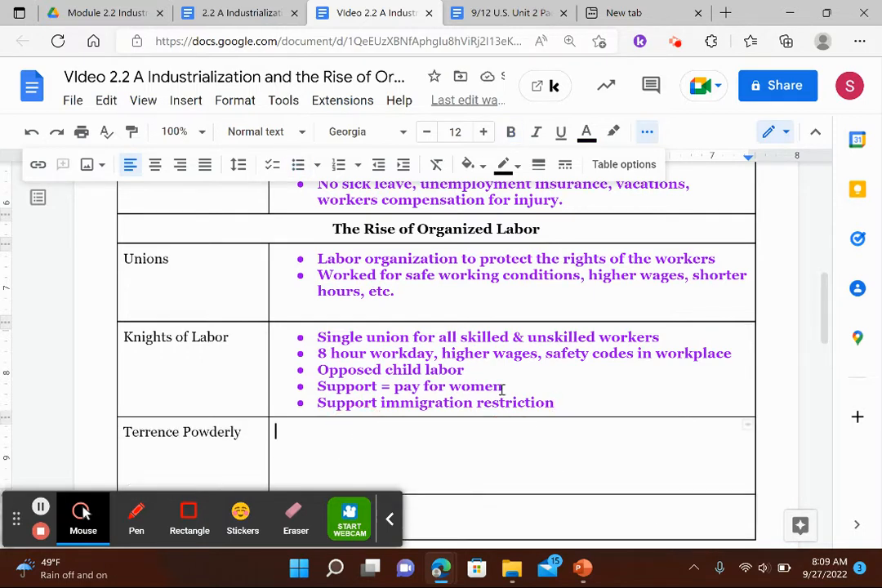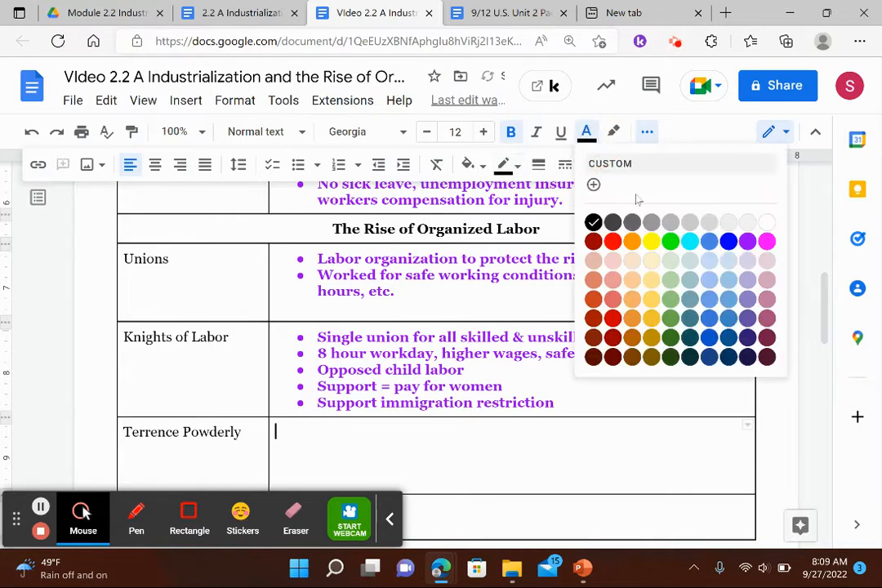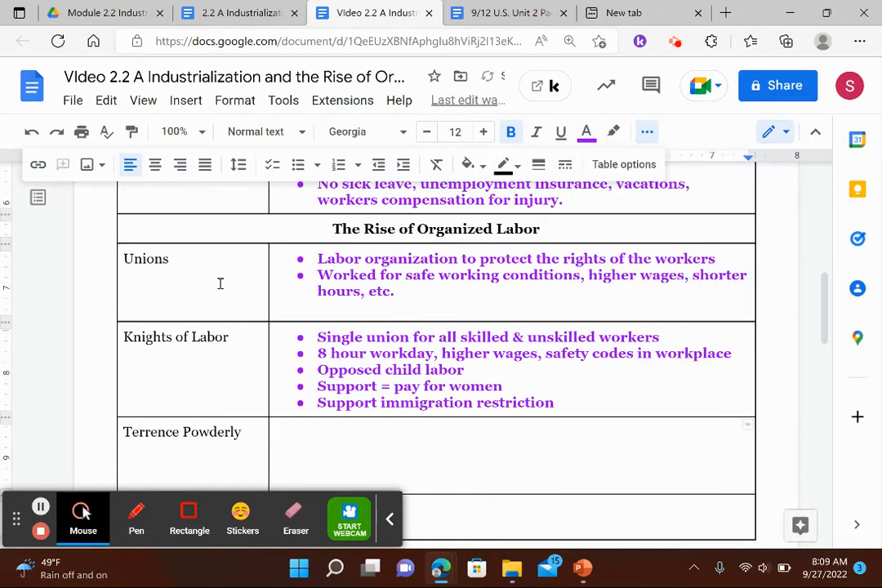All right, now let's talk about Terence Powderly. Under the leadership of Terence Powderly, the Knights of Labor grew rapidly in the 1800s, but the Knights proved to be too loosely organized. Skilled workers resented being in the same union as unskilled laborers. After losing a series of major strikes, the Knights of Labor fell apart.